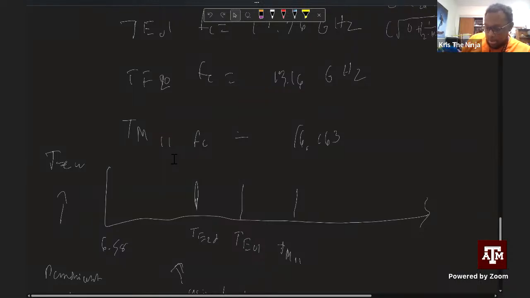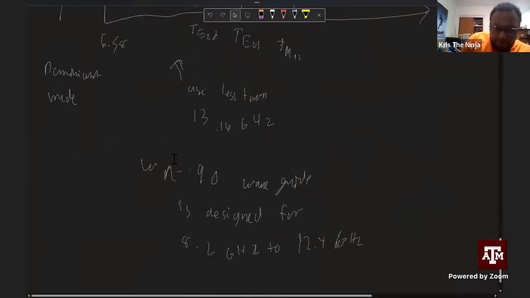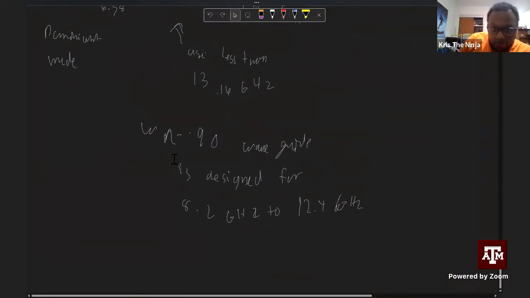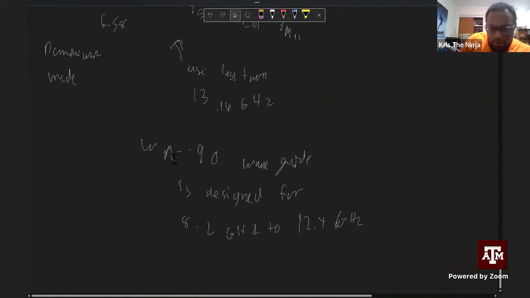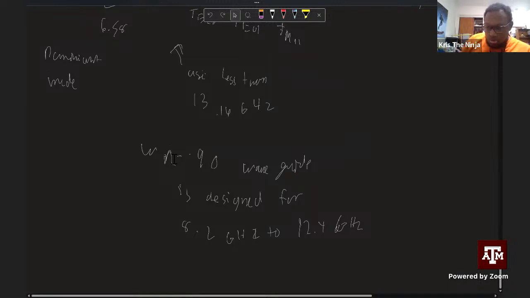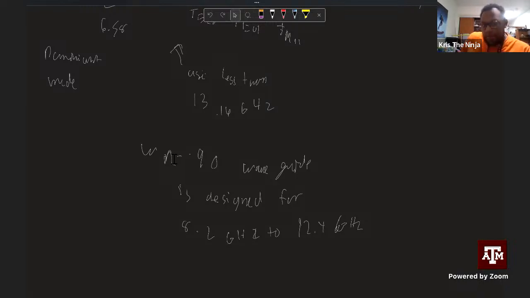So 13.16 times 0.25, and then 13.16 minus that gives you like 9.87. Wait, hold up. 12.4. What is that divided by 13.16? That's like 5% off.